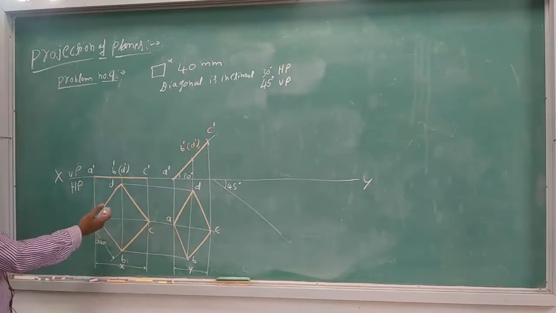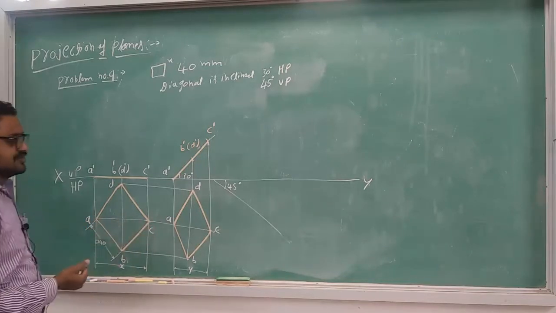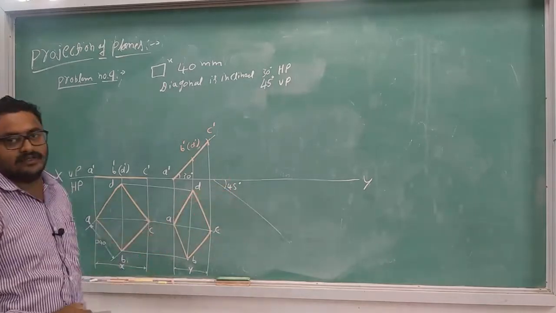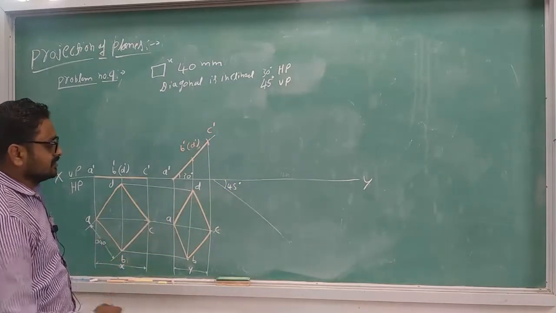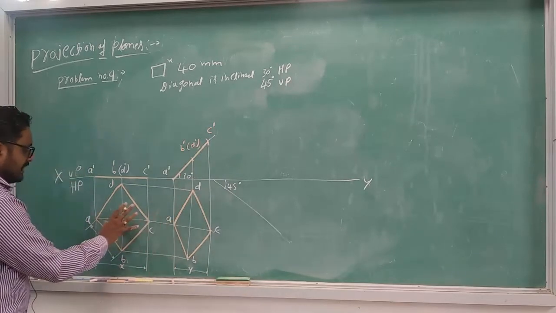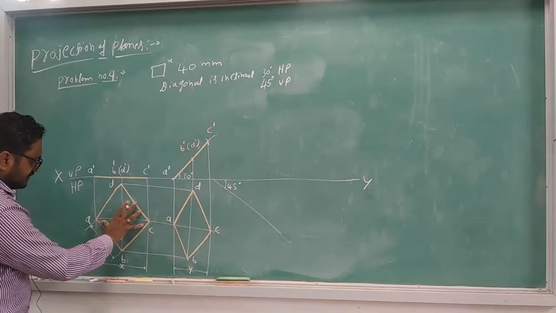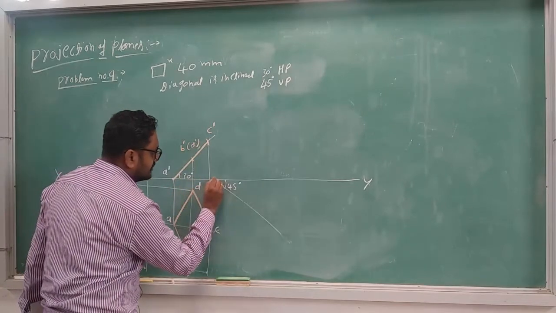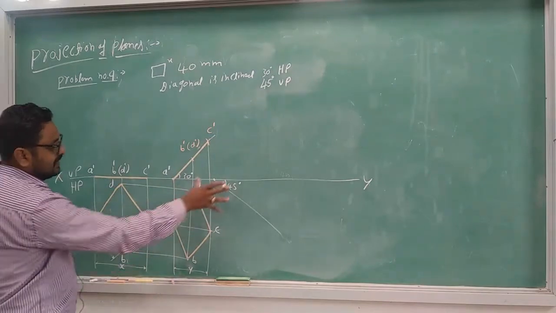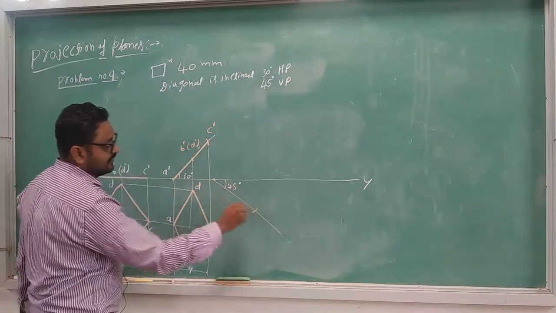So now, once the diagonal length changes, we can't place the same AC on the true angle. We need to find the beta angle. So how to find the beta angle? First we will measure the actual diagonal, that is AC. In the first step we take AC, first make the common center, measure this AC in the first step as x, and draw the arc on the 45 degree line.